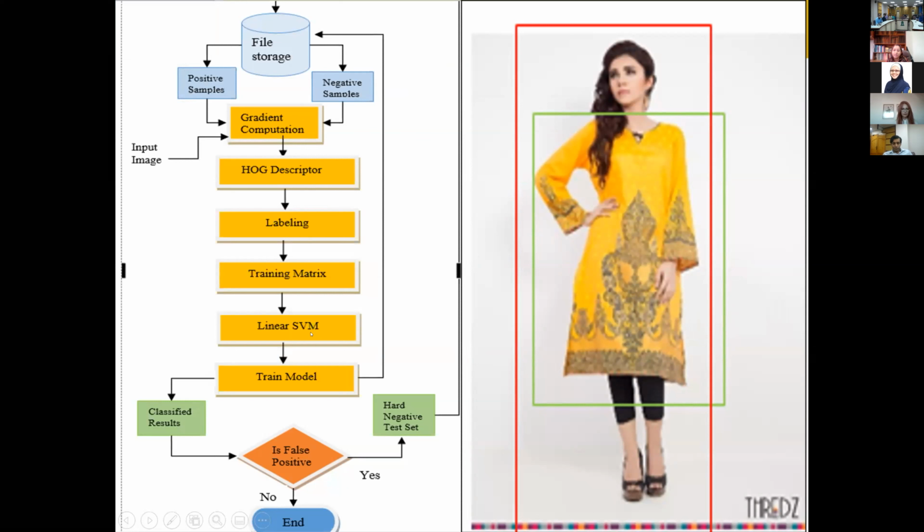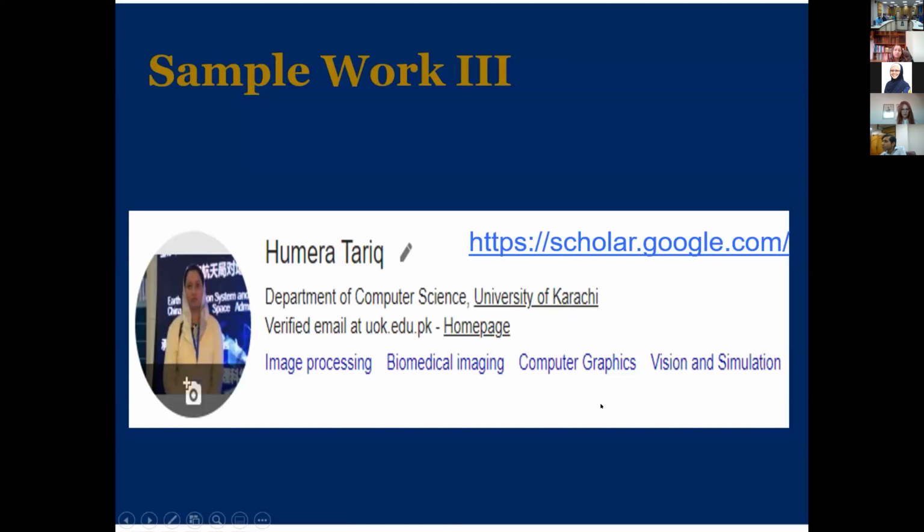You have to apply a certain classification. You have to train a model, and if your model is not well trained, then you have to retrain it again by providing the hard negative test. And finally, when the training is done, you can end it and use that model for any real life use cases. So this is how the system works.